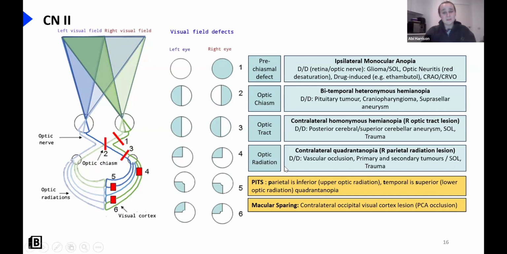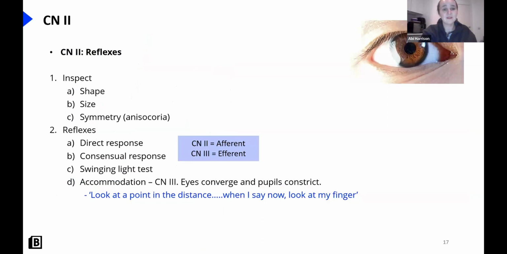You can get macular sparing if the lesion is quite far back in the cortex, and that's because there's thought to be some bilateral innervation of the macula, which is the central part of the retina. So that was quite a lot on visual fields, but I think it is one of the most commonly tested pathologies, so it's important to spend time there. We'll move on to reflexes now.